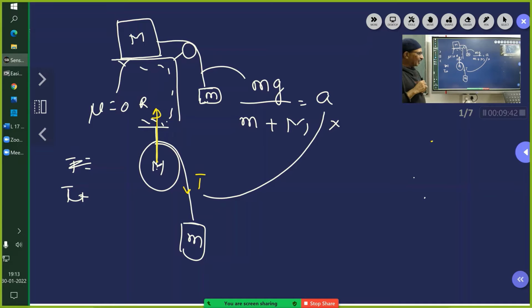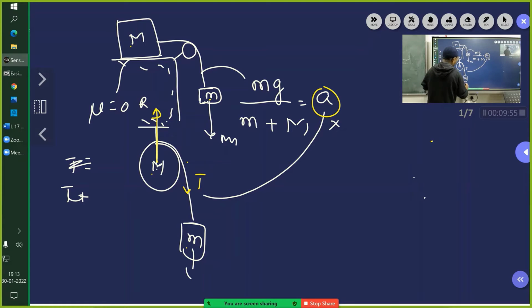Now, why can this acceleration not be applied here? What is the difference? Here there is mass m, here there is mass m. Here there is mg, here also there is mg. Then what is the problem? Sir, here the pulley will not translate. There that block mass and capillary will translate.